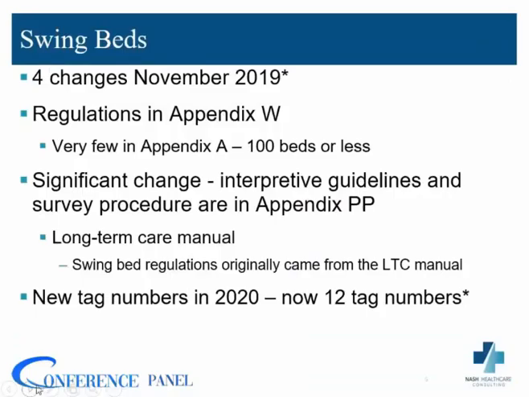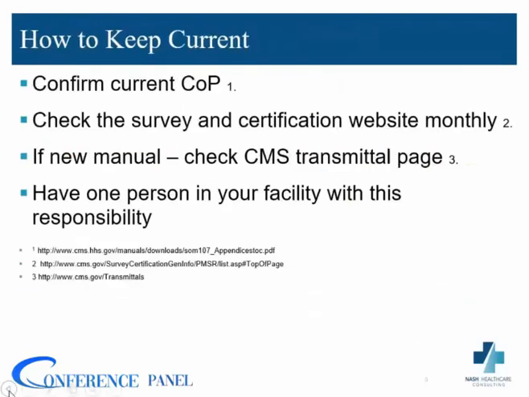There are 4 changes back in November of 2019. Those regulations are in Appendix W. Appendix W is the standard operation manual for critical access hospitals. The significant changes have to do with how they interpret those specific guidelines and procedures, and if you really want to look at the minutia of how they will interpret them or survey them, you will need to go to the long-term care manual.